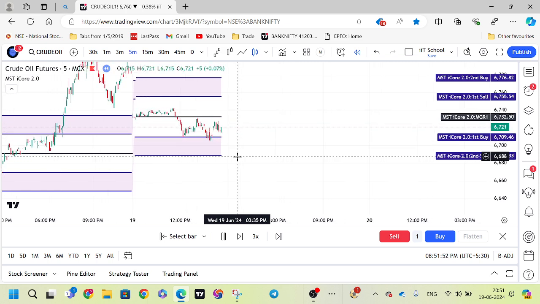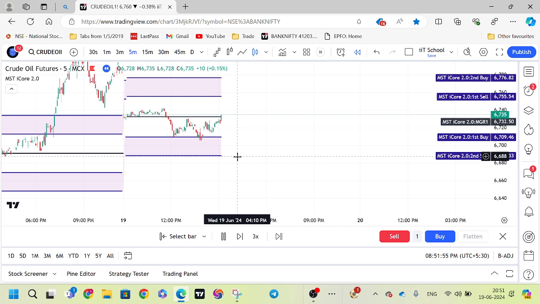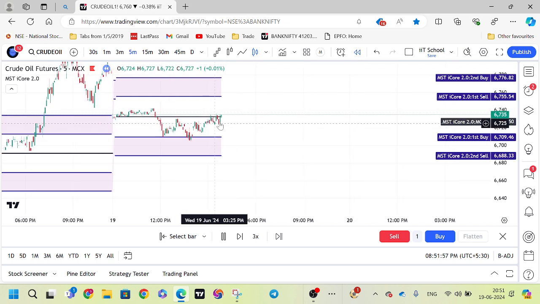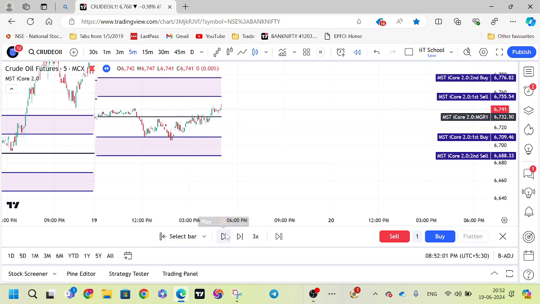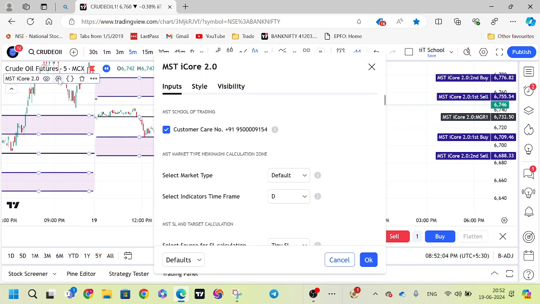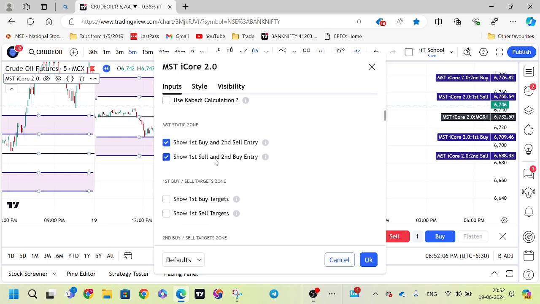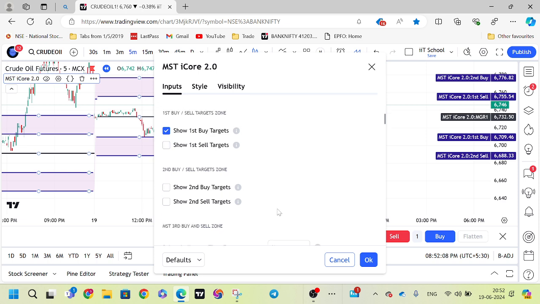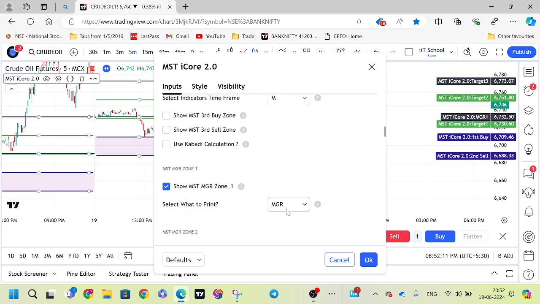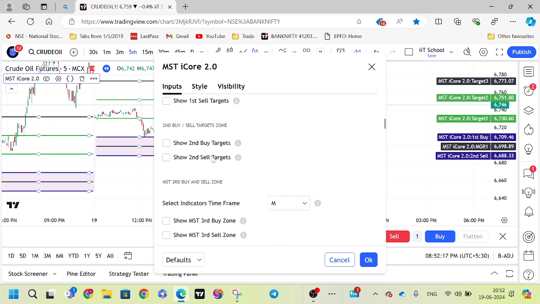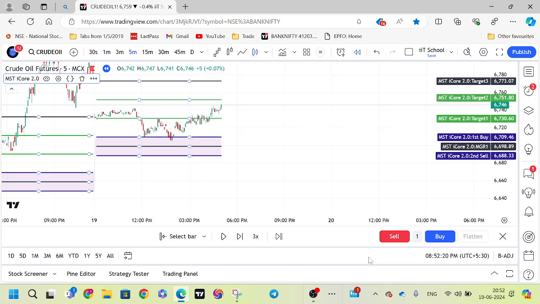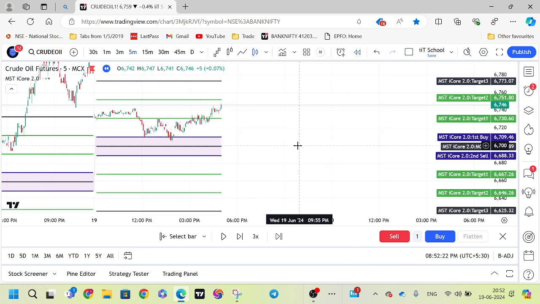Once again it has come down. Now we have to wait for the targets again. Once again it has reached our first target. So once buy or sell is activated, we have to go to the settings and remove the sell, enable the buy targets, and also enable the second sell targets. We enable the second sell targets because if SL hits, we have to go for the reversal entry.